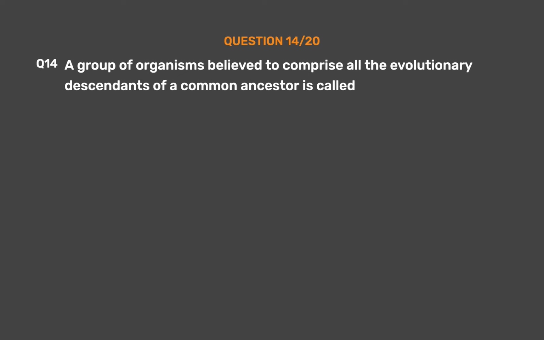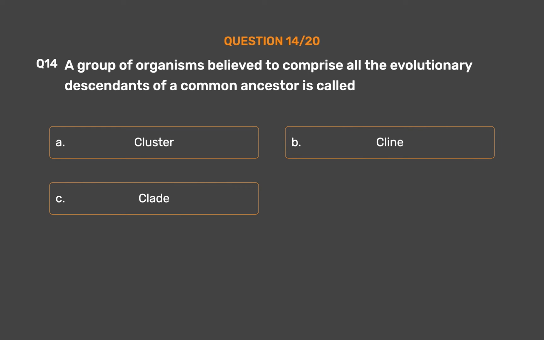Question number 14. A group of organisms believed to comprise all the evolutionary descendants of a common ancestor is called option A, cluster. Option B, cline. Option C, clade. Option D, clone. The correct answer is option C, clade.